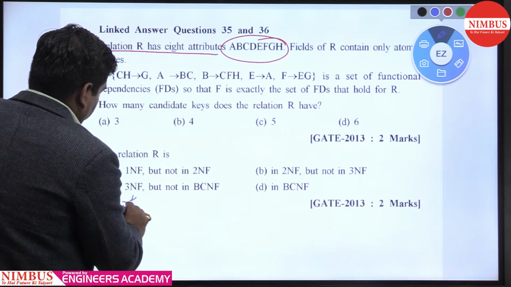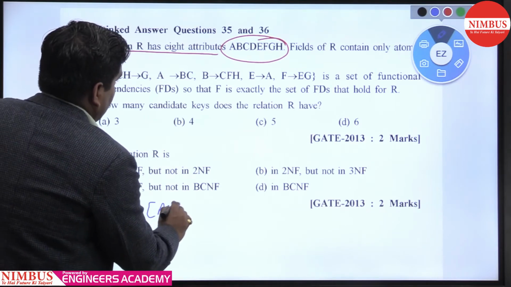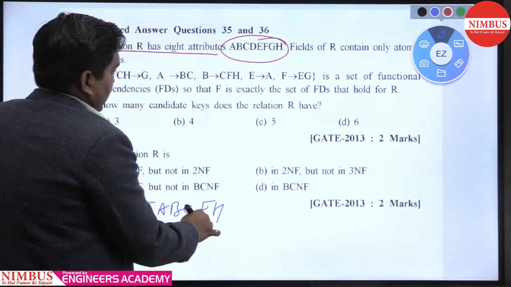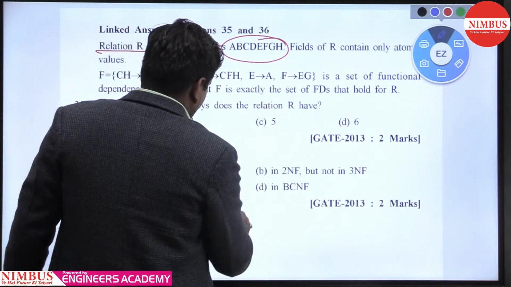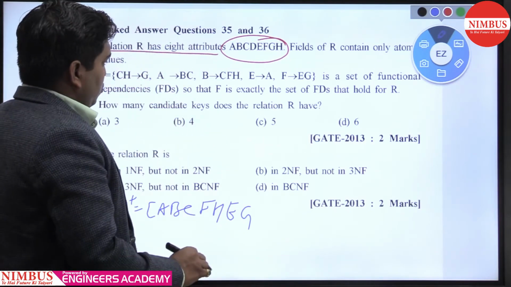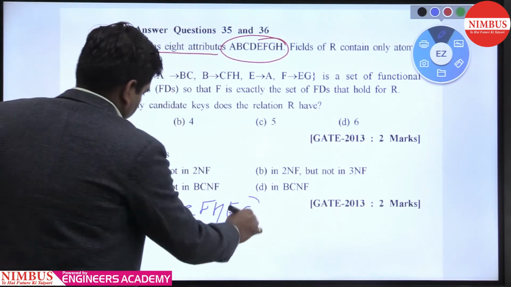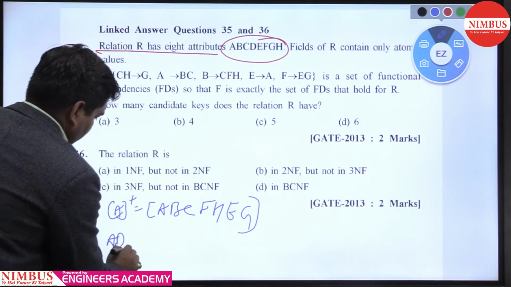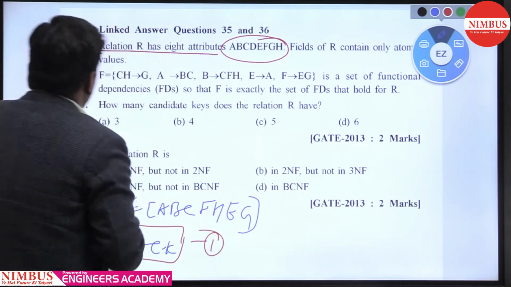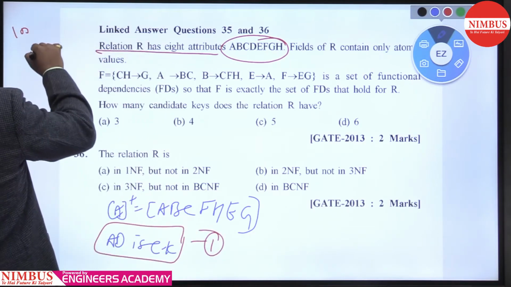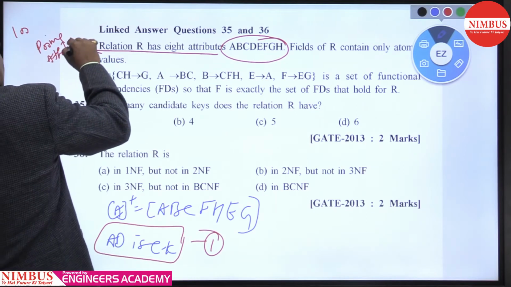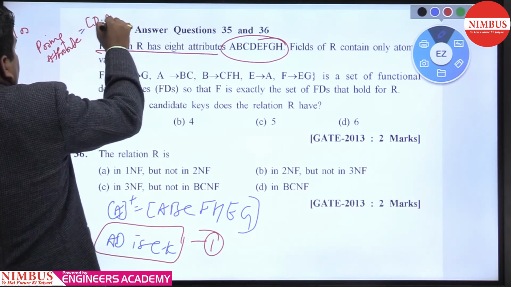When we take the closure of E, then we are getting A, B, C, and from B you are getting F, H, and from F you are getting E, G. D is not a part of any FD, so you make it a part of the candidate key also. So the first candidate key is AD. Getting my point? Now what is the list of prime attributes? D comma A.